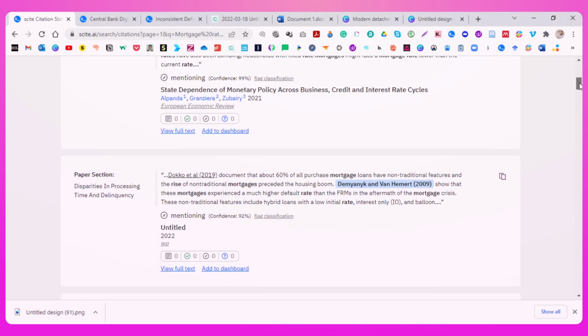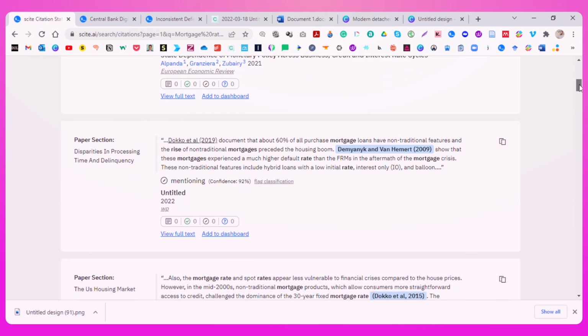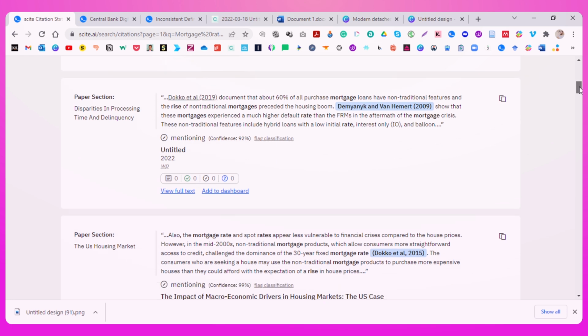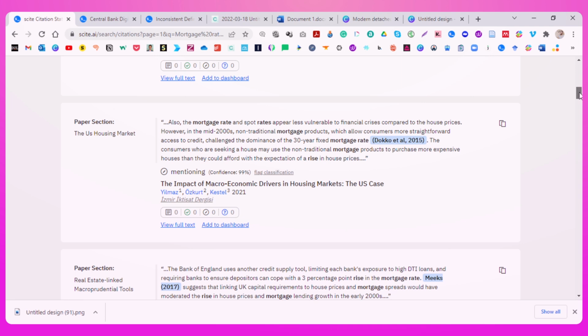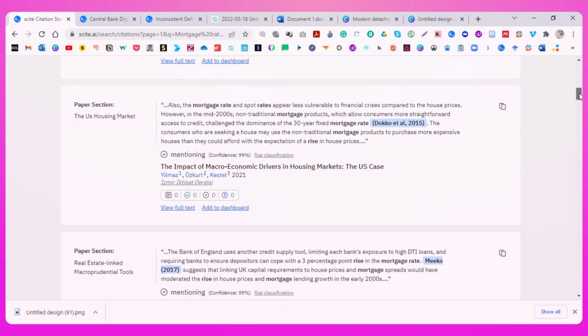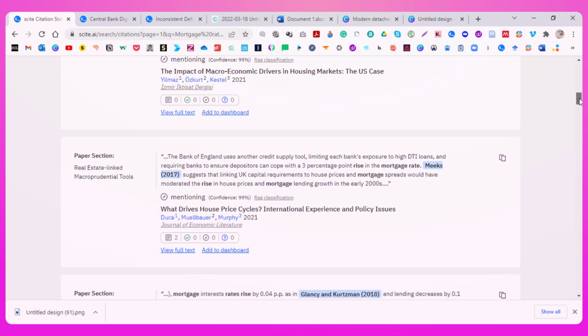Mortgage rates on the rise. Let's see what we got. The rate of non-traditional mortgage rates preceded the housing boom. Interest rate. Okay. Also, mortgage rates and spot rates appear less vulnerable to the financial crisis compared to housing prices. Okay.